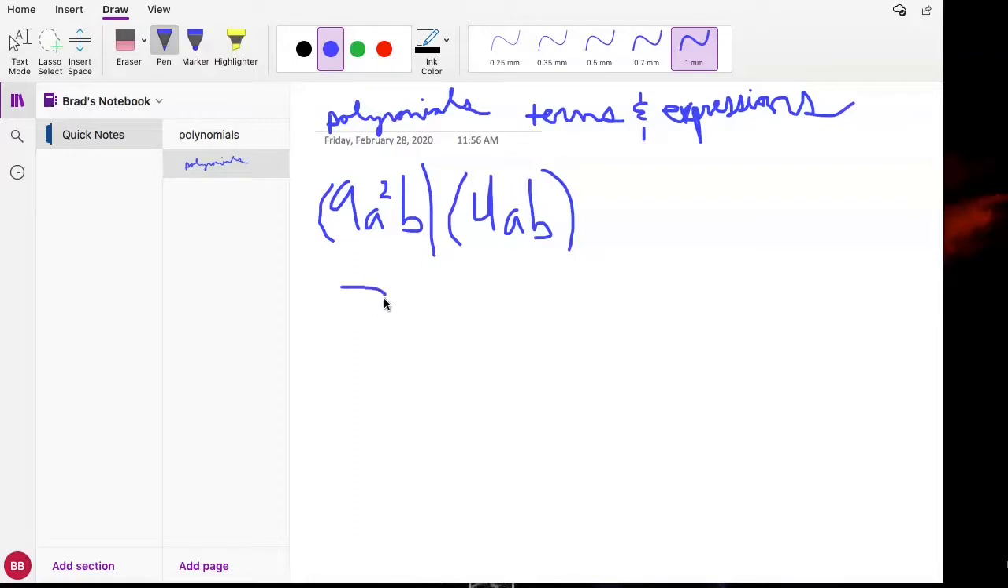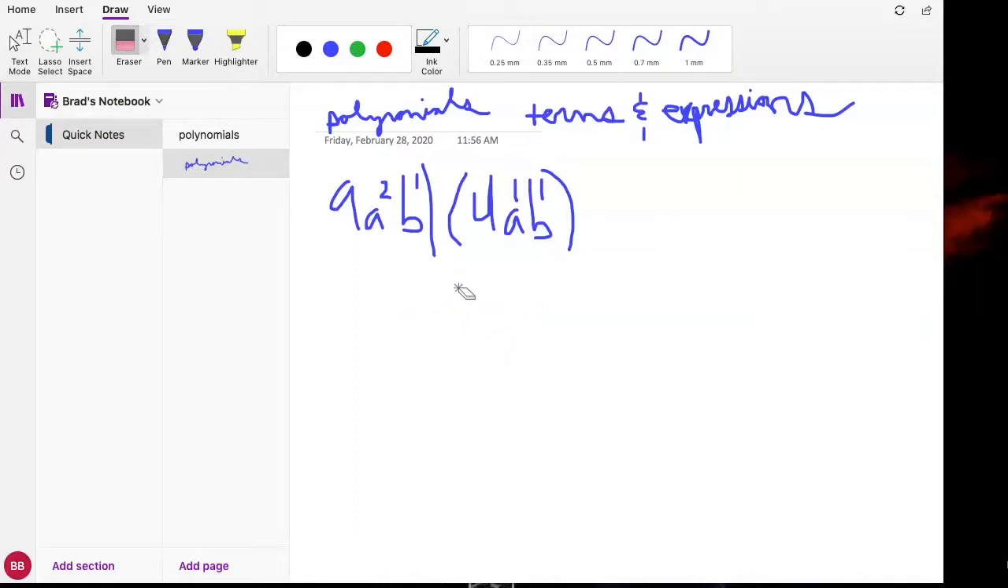9 times 4 is 36. We've got a squared times a, which is the same as a to the first. And these b's, we'll go ahead and put 1s next to them also, so we're getting used to this stuff. So we have a squared times a. Remember, 2 plus 1 is 3. We're adding the 2 and the 1. So now we have 36, a to the third, b to the first times b to the first, b squared. There's our answer: 36, a to the third, b squared.